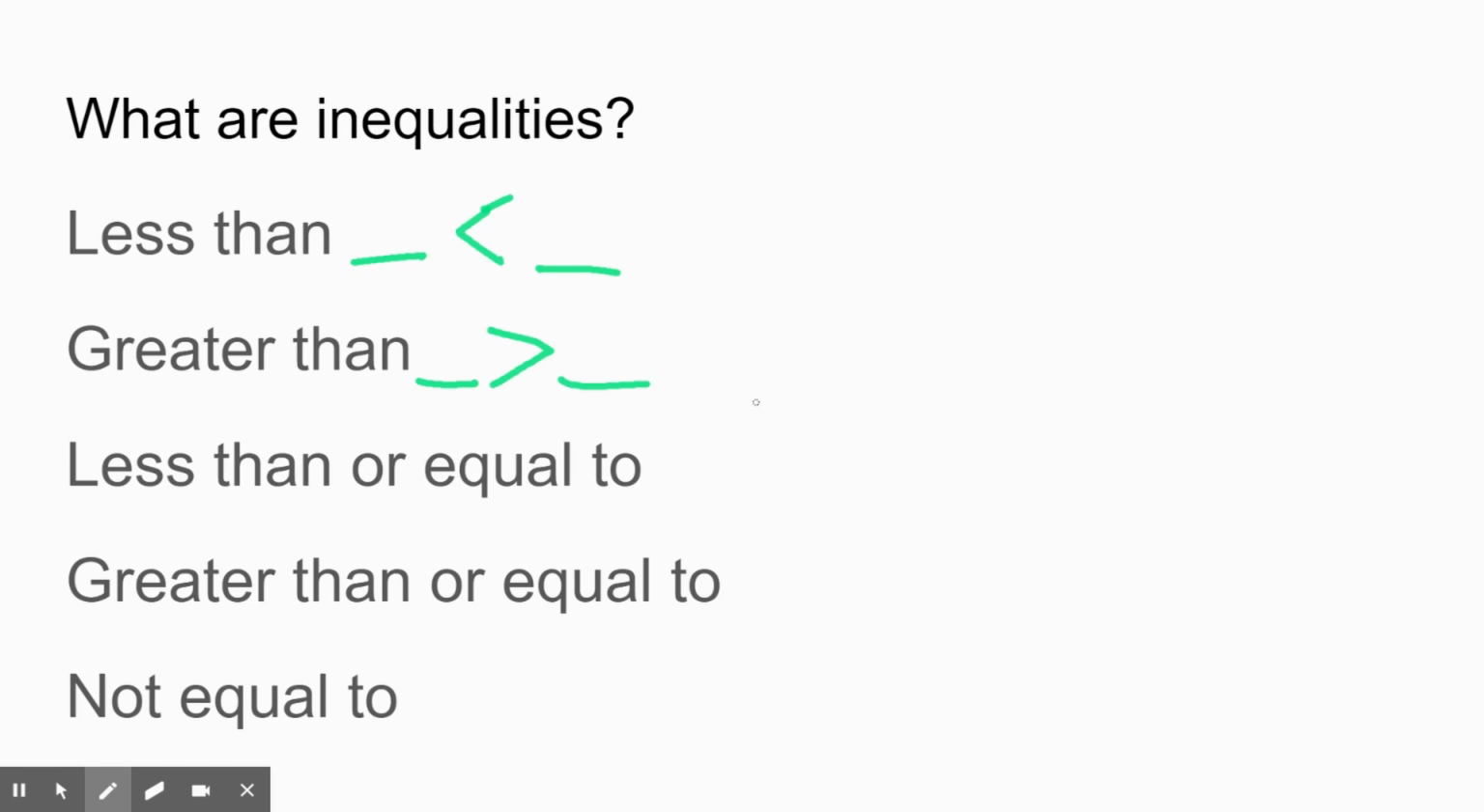Less than or equal to. It's just the less than sign again, but this time has a line underneath it. It's like half equal, half less than. Greater than or equal to is the reverse. And not equal to, that's one that we don't use as often, but we've been using it quite a bunch of times. It's an equals sign with a line through it, saying that's not equal to.